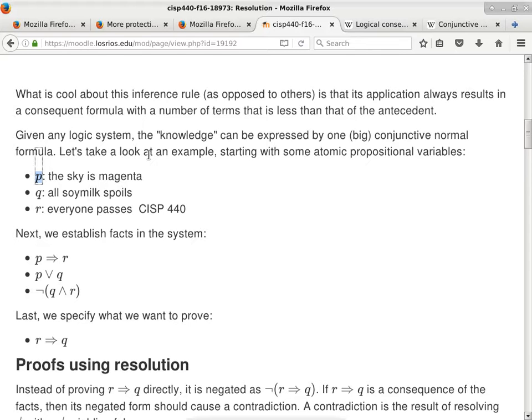Same thing with Q: all soy milk spoils right now. It's a variable. Is it happening or is it not happening? And then R is a variable as well: at the end of the semester, does everybody pass this class? That's a variable as well, because it can be true, it can be false. So P, Q, and R, they are variables.